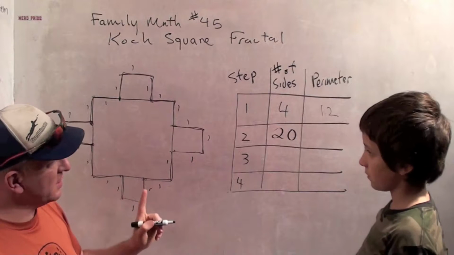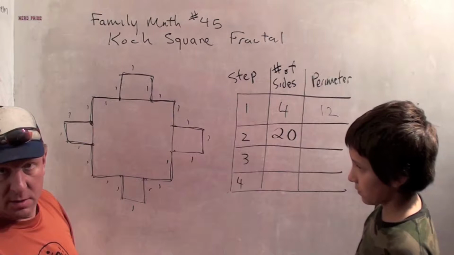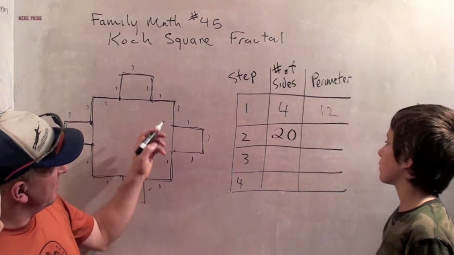So what's the perimeter? If you have 20 sides and they're all one long, what's the perimeter? 20? Well, the perimeter is 20. Right, because you have to walk one unit 20 times, and then you go all the way around. So the perimeter is 20.